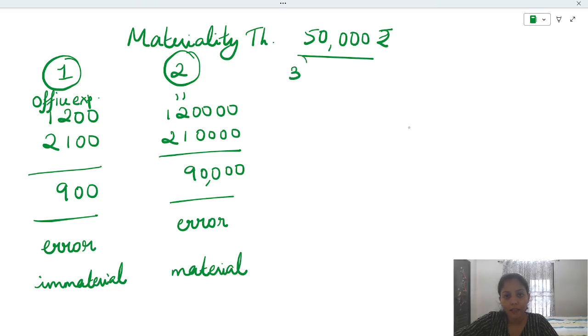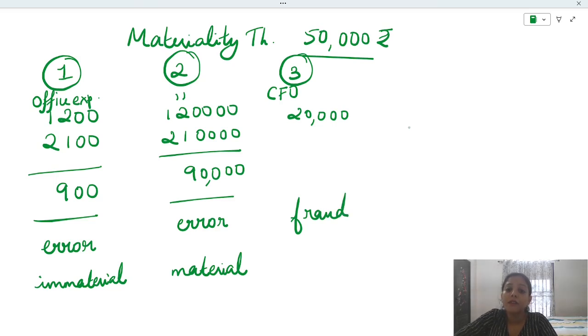Now, let's take the third case, where we'll say a CFO of the company has faked an invoice, okay, and he faked a profit of 20,000 rupees. So there is an overstatement of 20,000 rupees, but he did it intentionally, right? So he did it intentionally means this is fraud, okay, he had done fraud. And is this amount material? In terms of quantitative threshold, 20,000 is an immaterial amount. So in quantitative terms, we can say that this is an immaterial fraud.